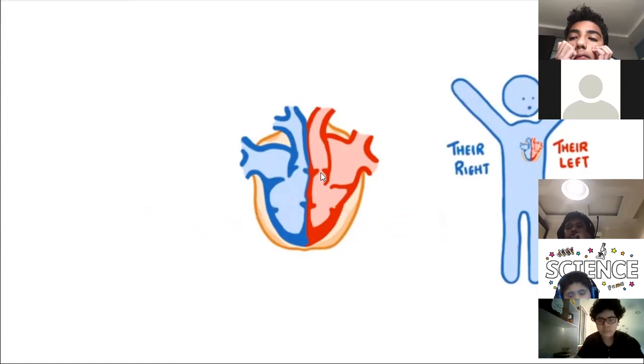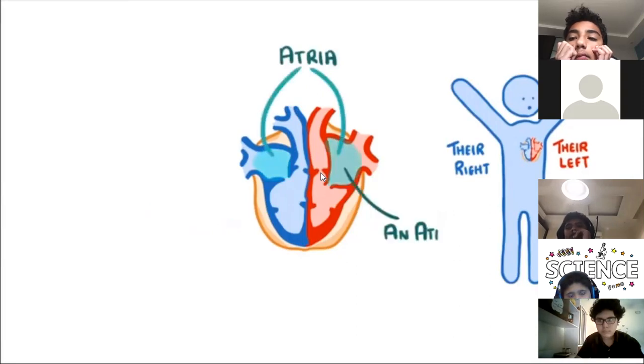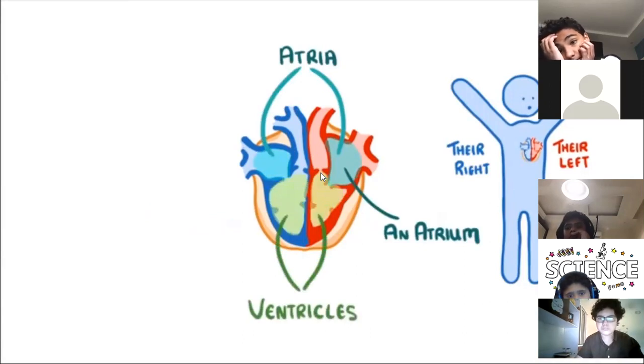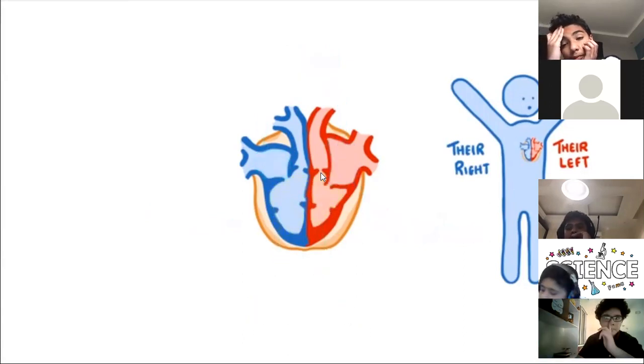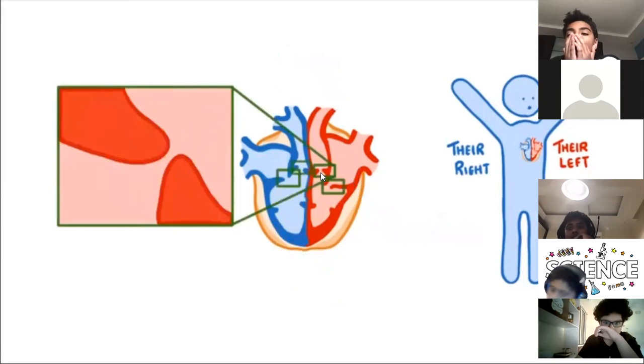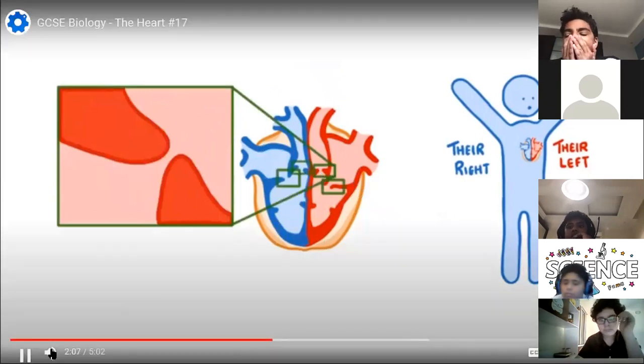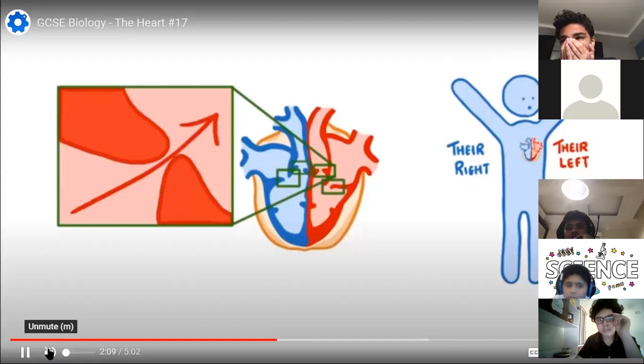You also need to know that the top chambers are called atria, with an individual one being called an atrium, and the bottom chambers are ventricles. Between the chambers and the vessels, we find valves, which prevent the blood from flowing backwards, ensuring that it always flows in the right direction.